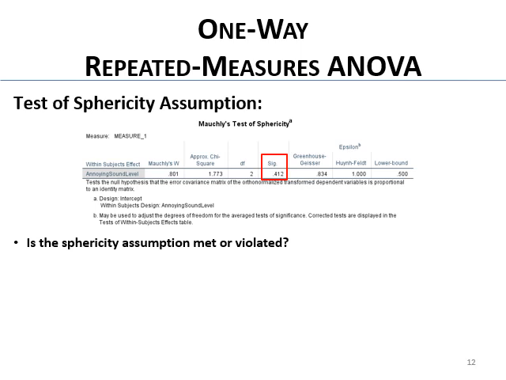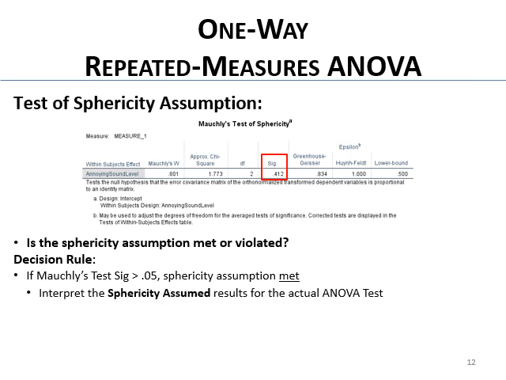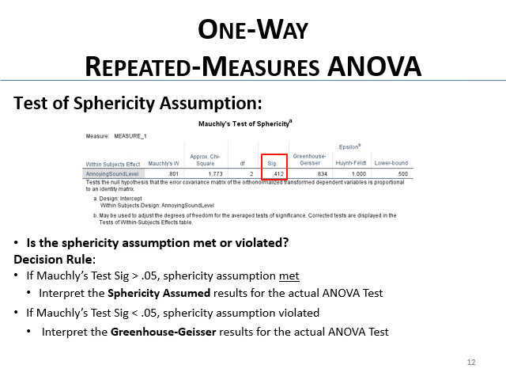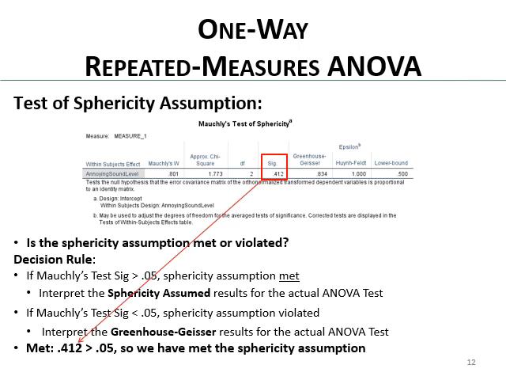So is the sphericity assumption met or is it violated? Well, what's our rule? If Mauchly's Sig is greater than 0.05, the sphericity assumption is met. We can interpret the sphericity assumed results for the actual ANOVA. However, if Mauchly's Sig is less than 0.05, we've violated the sphericity assumption and we've got to use Greenhouse-Geisser. So it's just one or the other. We have met the assumption, right? Because 0.412 is definitely greater than 0.05. So we're going to be interpreting the line that says sphericity assumed in the ANOVA results.